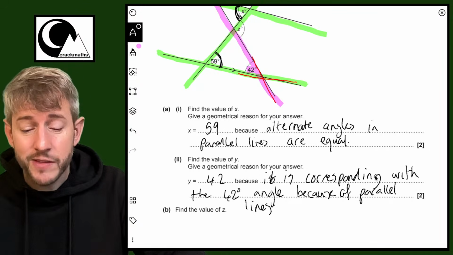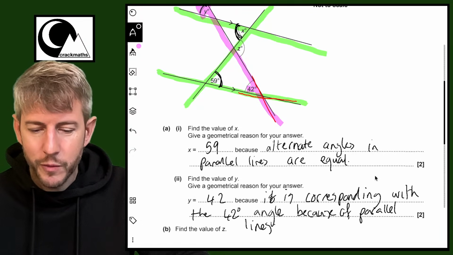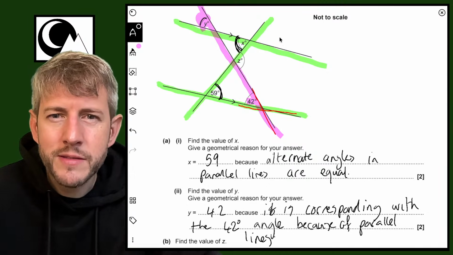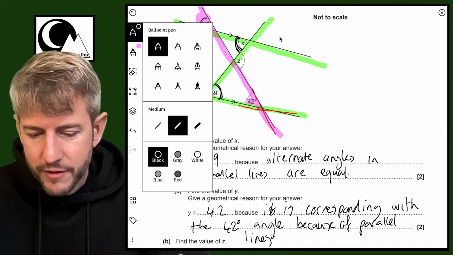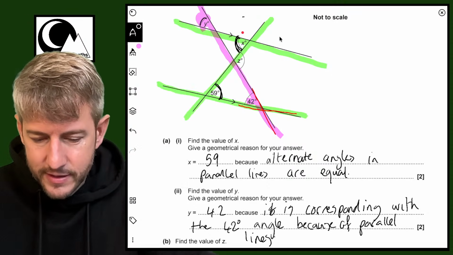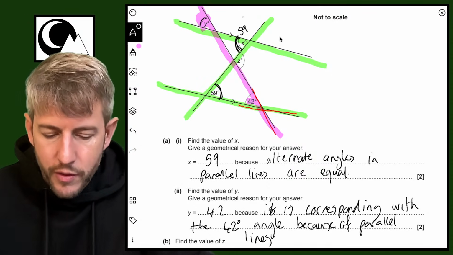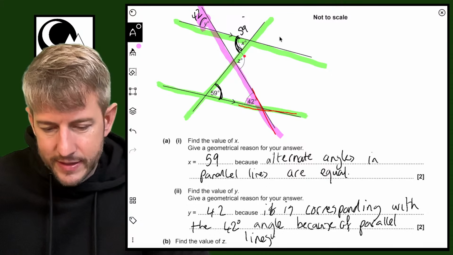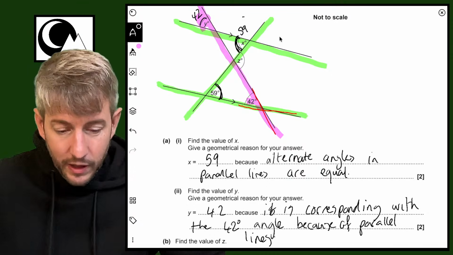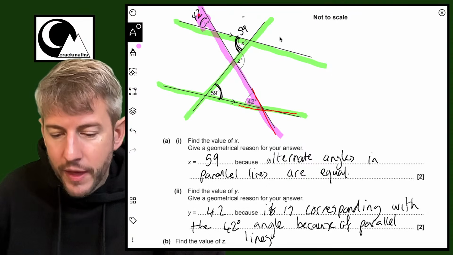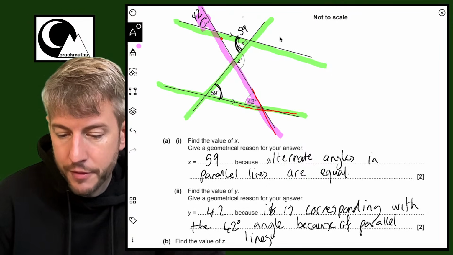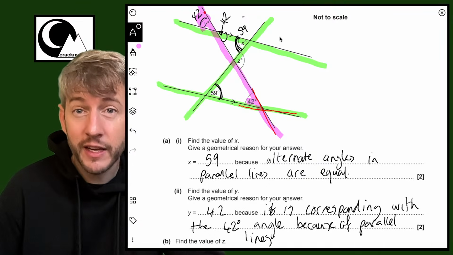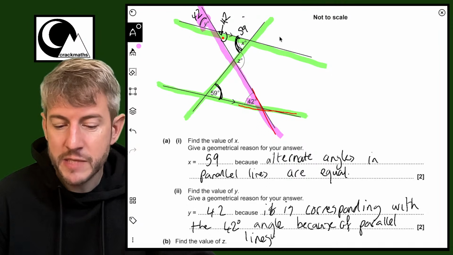Okay, right. So the last part of this question is to find the value of z. So z is here. Now, let's see what we've got. Let me fill in some of the information. We know that x is 59 and y is 42. Now, z is here. If this angle here is 42, this angle here is also 42, because they're vertically opposite. So if that's 42, this bit's 42.